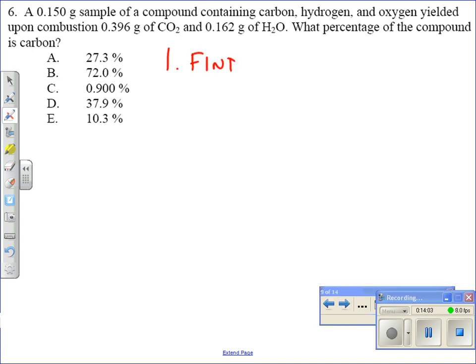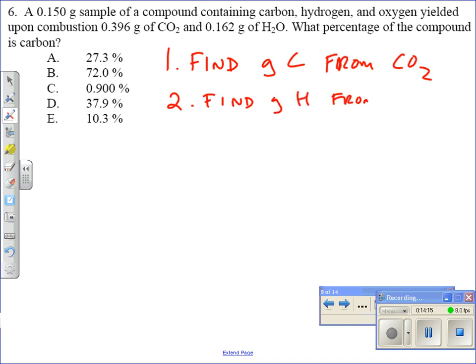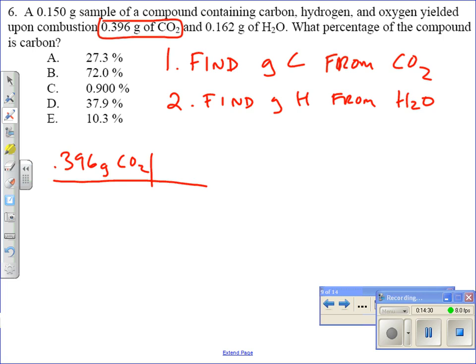First step is you need to find grams of carbon from CO2. Second step is to find grams of hydrogen from water. And then you can always find oxygen by using subtraction. So first step, this one's asking you percentage of carbon. So I'm going to take this 0.396 grams of CO2. I know the molar mass of CO2 is 44.01 grams of CO2 is equal to 1 mole of CO2.